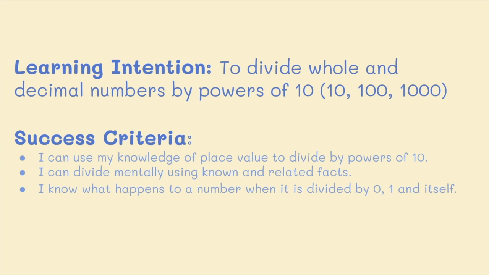Our learning intention for today is to divide whole and decimal numbers by powers of 10, which are 10, 100, and 1,000. If you remember, we did this last week where we did multiplying and we did touch on a bit of division as well. So our success criteria for today is going to be, I can use my knowledge of place value to divide by powers of 10. I can divide mentally using known and related facts. And I know what happens to a number when it is divided by 0, 1, and itself.